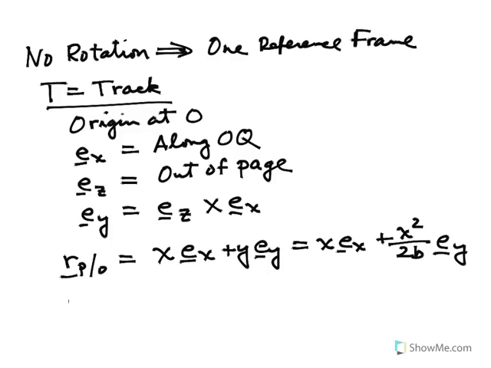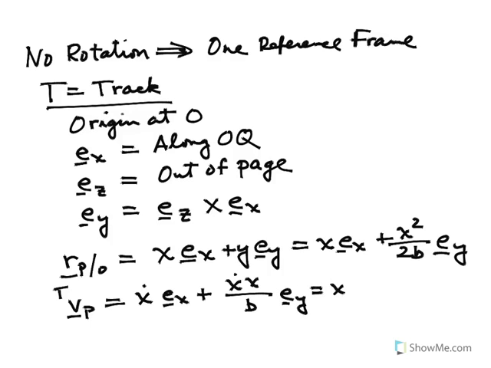And again, we're going to start the same way we always start. We're going to compute the rate of change as viewed by an observer fixed to the track, because that's the frame in which we want the rate of change. And that gives us x dot EX. And then I have to differentiate x squared with respect to time, which gives us 2x times x dot divided by 2b. So the 2's drop out. So we wind up getting x dot times x over b times EY, which is equal to x dot times EX plus x over b times EY.